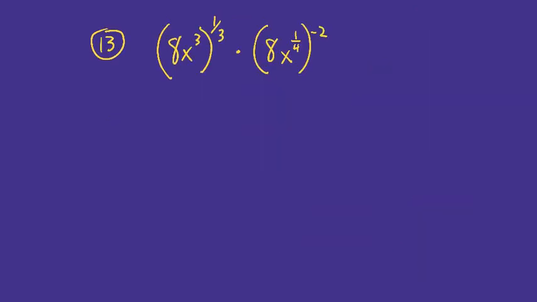And the last one, 8x to the 3rd to the 1/3 times 8x to the 1/4 to the negative 2 power. Multiply each exponent inside by 1/3. That includes that invisible 1 on the 8, both those 8s. In the second parentheses, we'll multiply each exponent inside by negative 2.